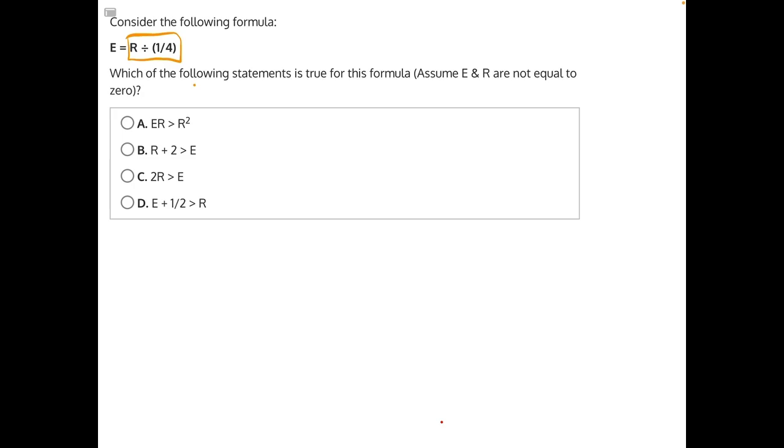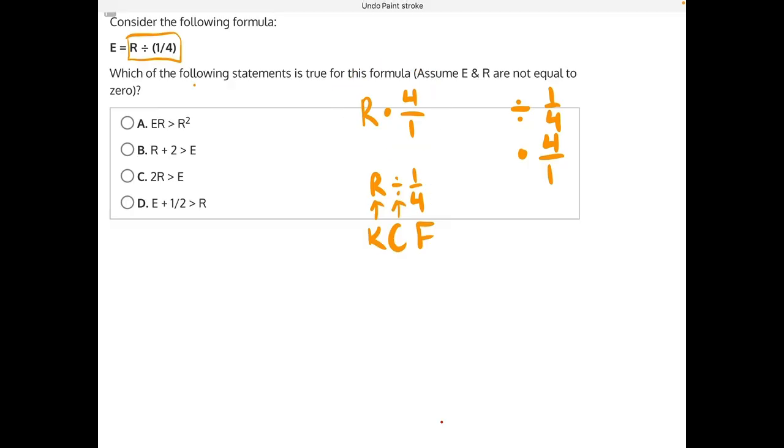R divided by 1/4 is the same thing as R times 4/1. Anytime we are dividing with a fraction, that is the same function as multiplying by the reciprocal of that fraction. To remember that, let me rewrite the original. We had R divided by 1/4. You can use a phrase called keep, change, flip. Keep the original, change from division to multiplication, and then flip your fraction. That is how we got to R times 4/1.